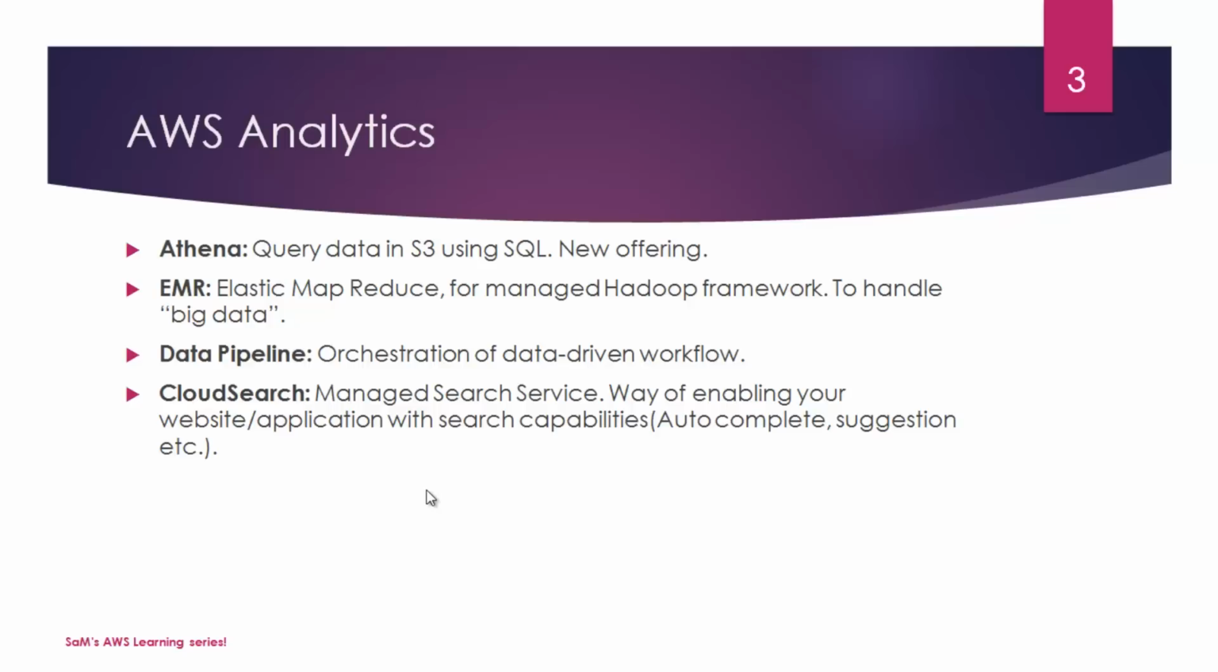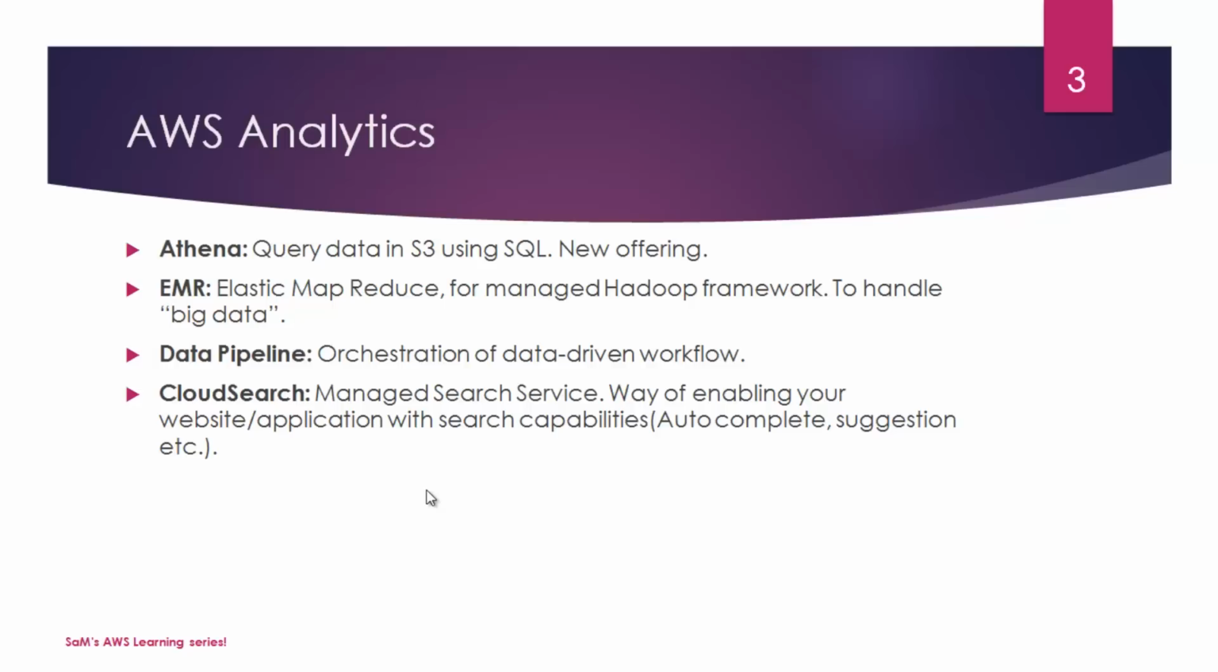And then we have something called as EMR. EMR stands for Elastic Map Reduce. This is for managed Hadoop framework. This will be handling big data. And we have data pipeline. So in Amazon's words, this is a managed service for orchestration of data driven workflow. What it does is it helps you to move big chunks of data from one location to another.